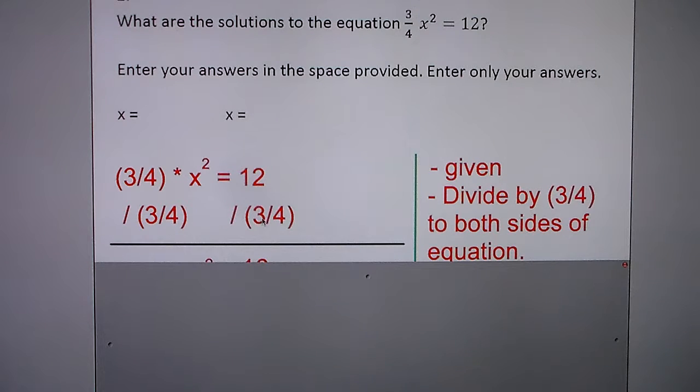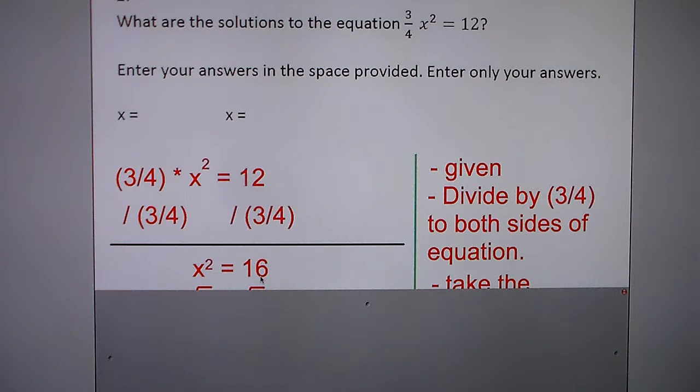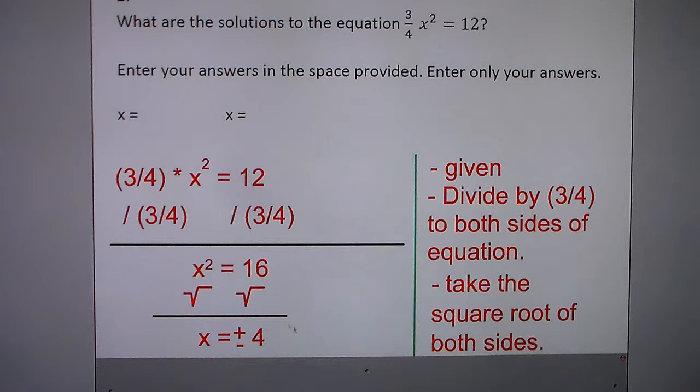12 divided by 3/4. Remember to make sure you put those parentheses in your calculator. 12 divided by 3/4 is 16. So we have x squared equals 16. Next, we have to get rid of this squared. The opposite of squared is square root, so we take the square root of both sides of the equation.